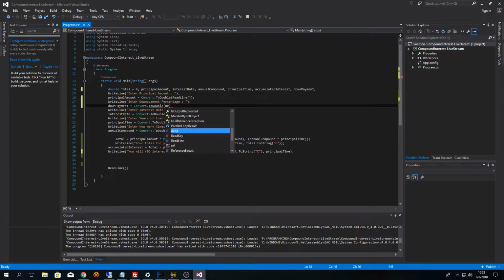And then we'll do ReadLine. It's a method, so we've got to do those two parentheses. There, boom, look at that. Beautiful. And then after that, since it's a percentage, we'll divide it by 100, just like we did with the interest rate.